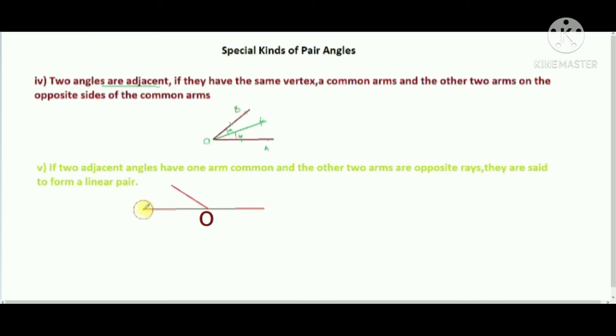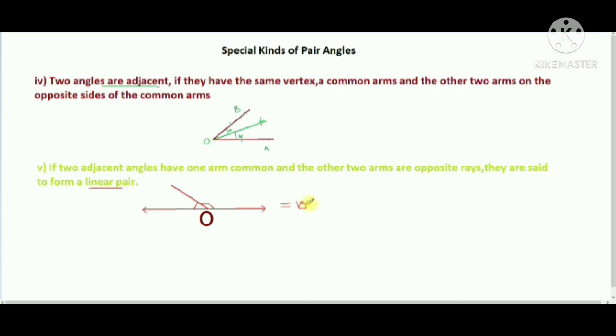Now you see there are rays, and now this common arm divides these rays into two angles. So there is one angle and there is another angle, and it is also an adjacent angle. Okay, but their common arms are not in opposite direction, but their other arms are in opposite direction, so it is a linear pair. So these two angles will make a 180-degree angle. If we add these two angles, then it will make 180 degrees.